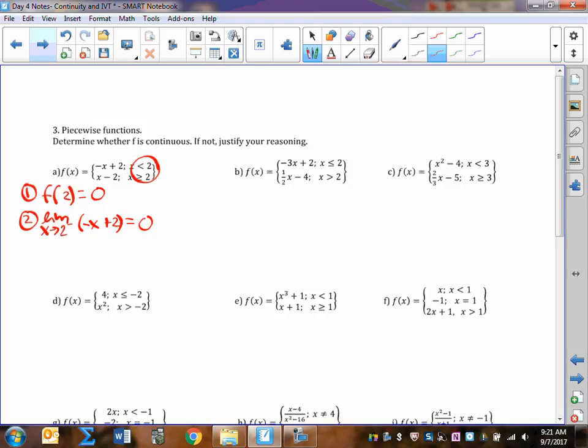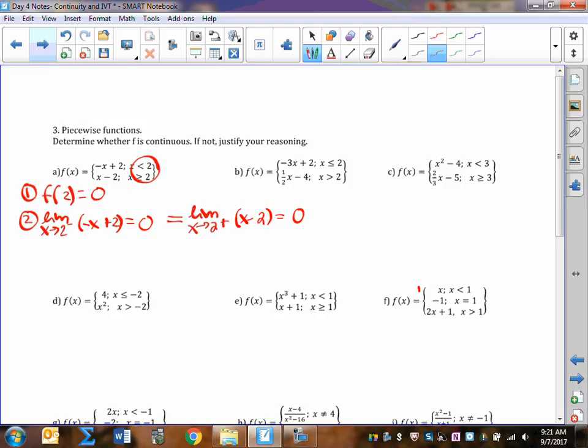Okay, so let's leave that gap to decide whether it's equal or not equal. And let's test the right-hand limit, the limit as x approaches 2 from the right. Again, specify which part you're using. When I take 2 and substitute in here, what do we get? Wonderful. Put a nice big equals in there.